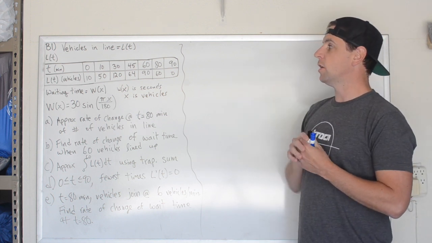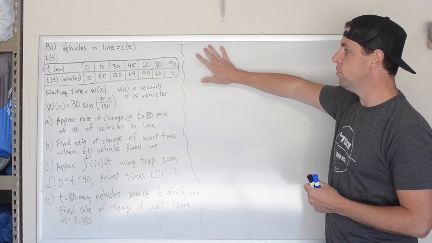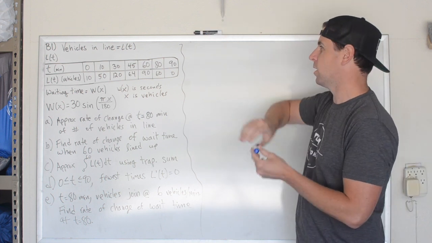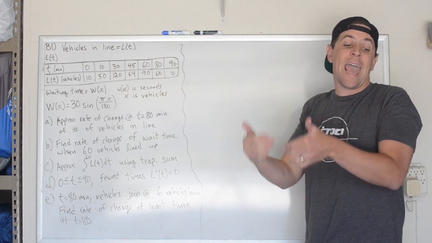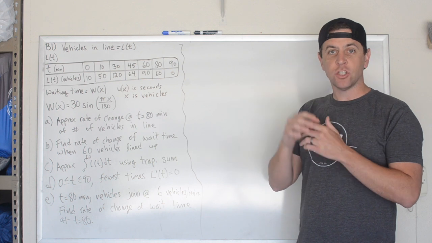So let me start here. We're doing problem B1, and here's what we have. We have two different functions they've given us, and I want to talk about the scenario so that we understand what's going on here, because I think it helps a lot in the problem. Vehicles are arriving at a toll booth, okay? And they gave us a function to represent that.